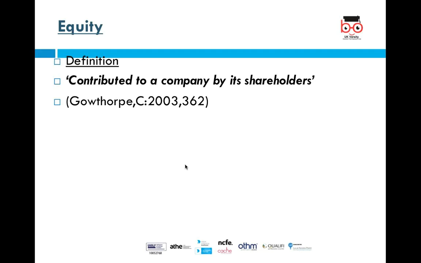And then we can understand the accounting equation: working capital, current assets plus non-current assets equals debt and equity. So debt and equity equals non-current assets plus working capital, and equity is defined as the contribution to a company by its shareholders, in most cases. That's the reference from the book.